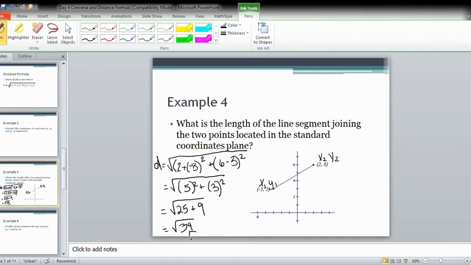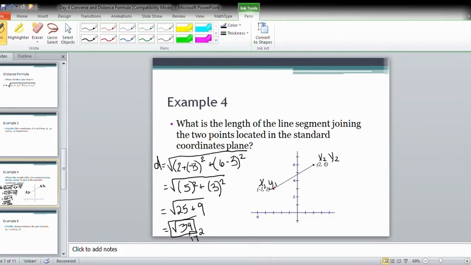I'm going to make sure that I can't factor that anymore. And I can't, because 17 and 2 are both prime. So that is my final answer, square root of 34. And I'm not going to give you a decimal. You're going to leave it as the square root of 34. Radicals, that's what we want in our answers.